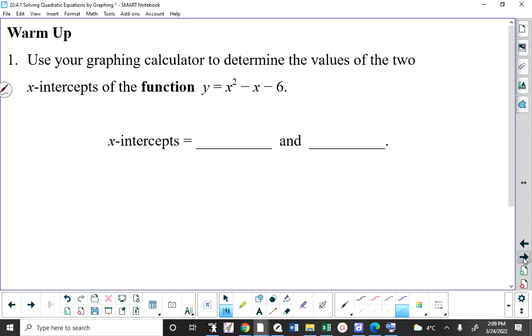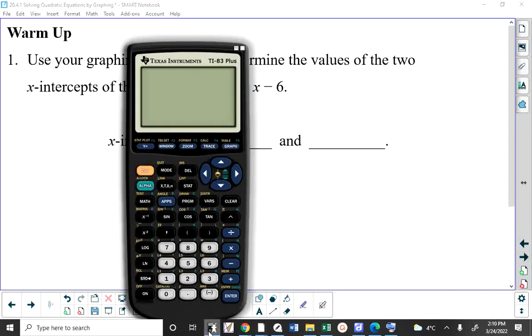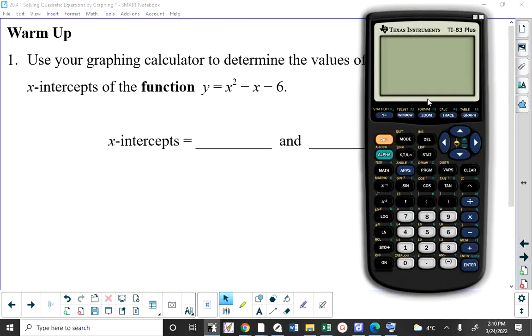All right, so we're going to use our graphing calculator to determine the values of the x-intercepts of the function. And boy, I'm really highlighting the fact that it's a function. Just for today anyway, if it's a function, it's a function. If it's an equation, it's an equation. You need to know the difference. So I'm going to graph y is equal to x squared minus x minus 6. We've already got some practice with graphing functions. You should know enough to go zoom standard.